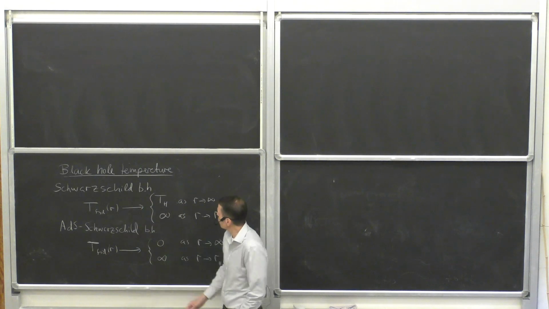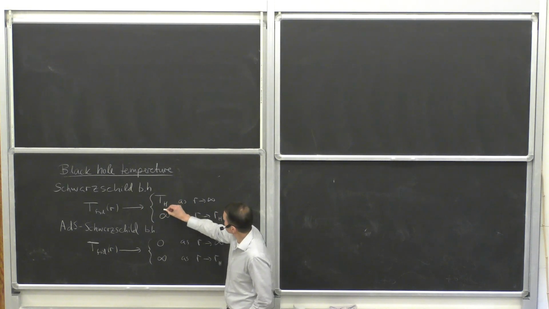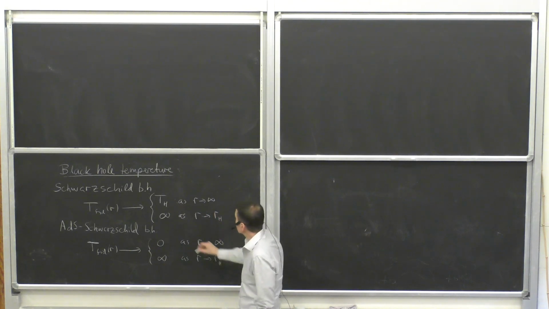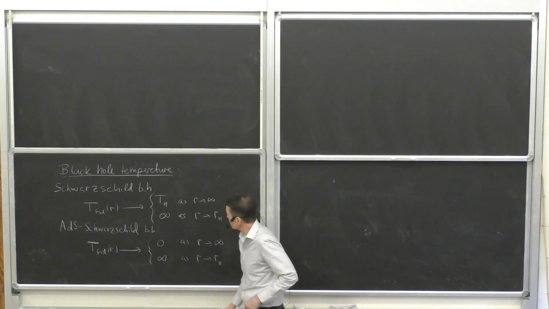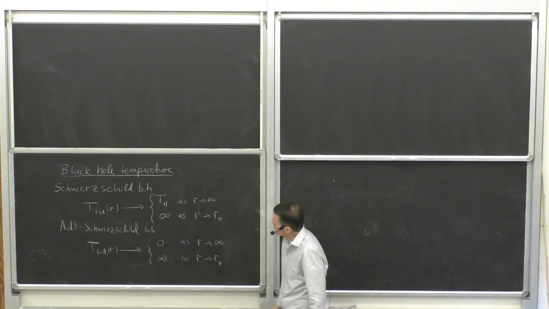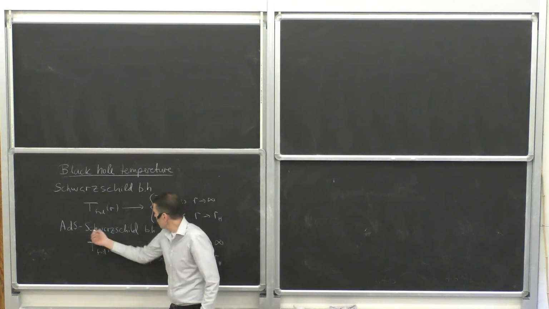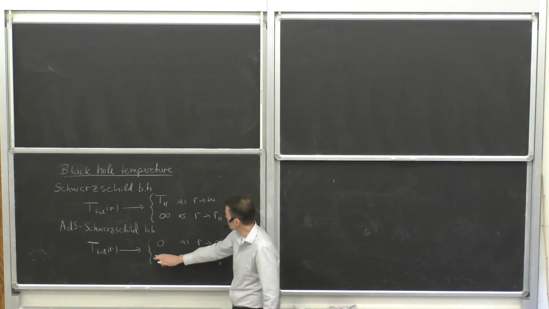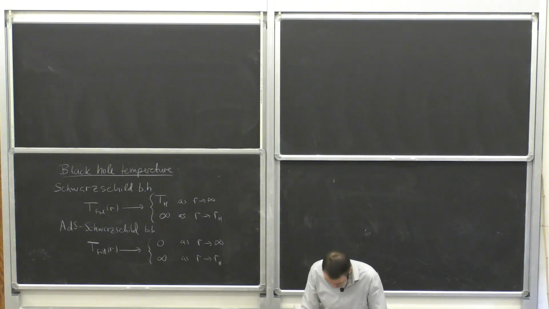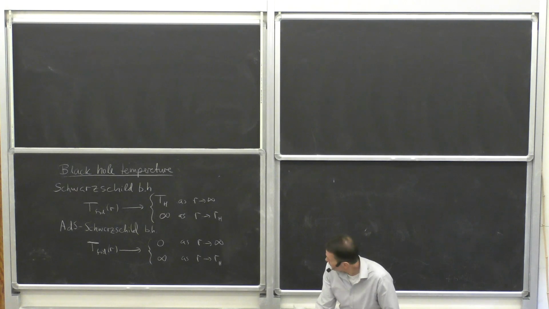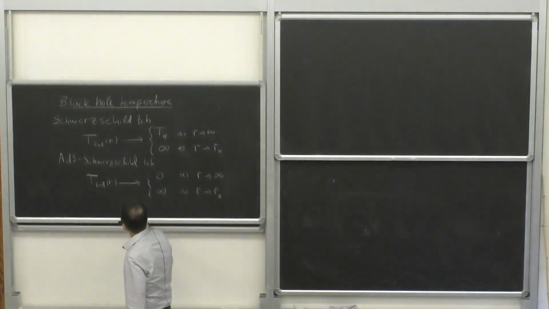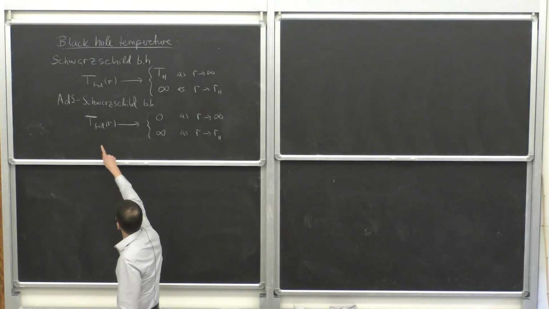And for a Schwarzschild black hole, this approaches the Hawking temperature when you go far away, and then it blows up as you get to the horizon. Now, when you have an AdS Schwarzschild black hole, it also blows up at the horizon, but it goes to zero at infinity because the metric function is blowing up there. And this is true regardless of what the actual Hawking temperature is.